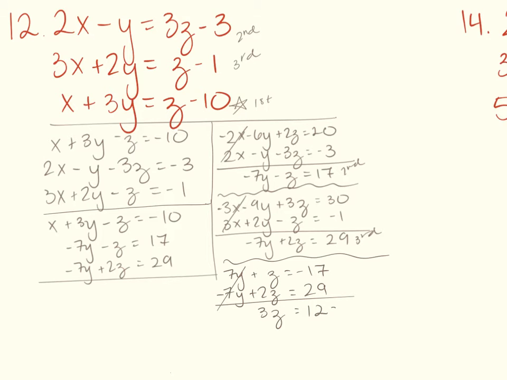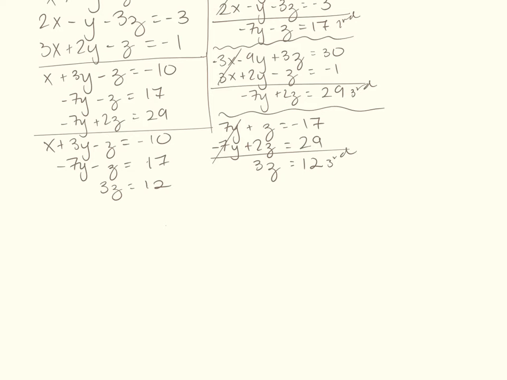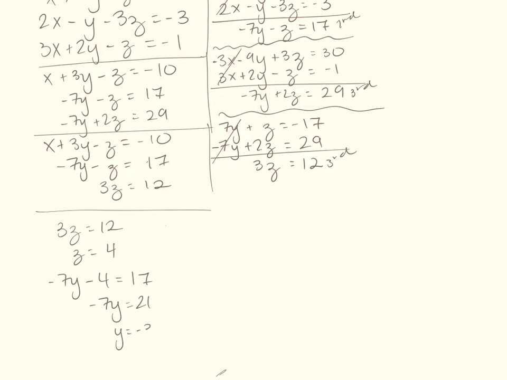So when I replace this third equation, I get x plus 3y minus z is equal to -10, -7y minus z is equal to 17, and 3z is equal to 12. If you notice, now I've got it in the triangular system similar to how we had in example 4. So now I can solve. I'm going to first solve for z by dividing both sides by 3. Then I'm going to plug that into my second equation. So I get that y is equal to -3.